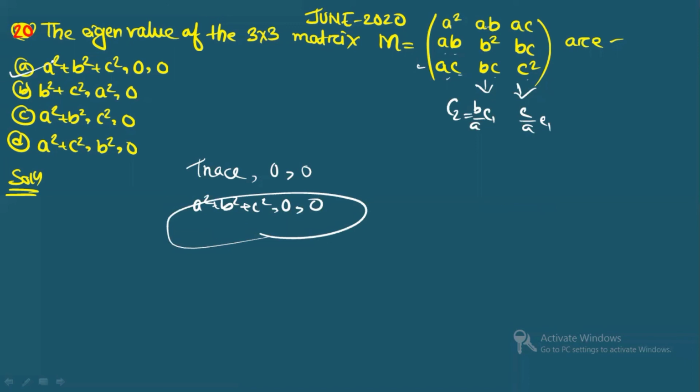If you would not have known this thing, you would have had to go for a long calculation. So just check first whether any row or column is a scalar multiple of any particular row or column of that matrix.